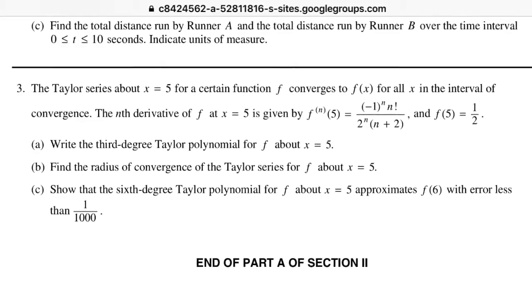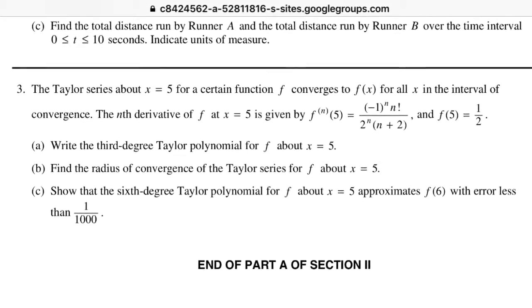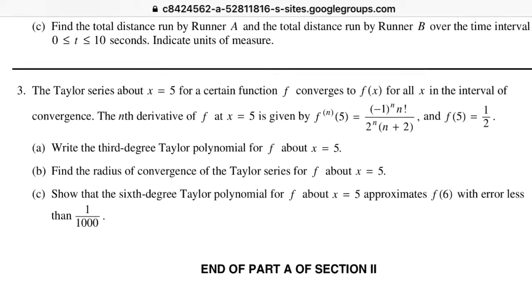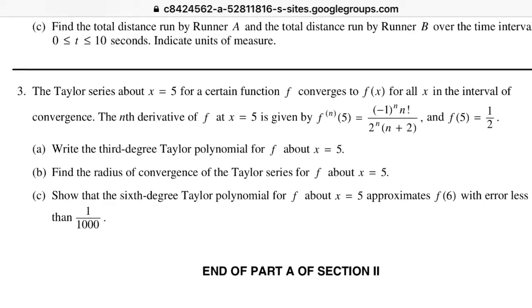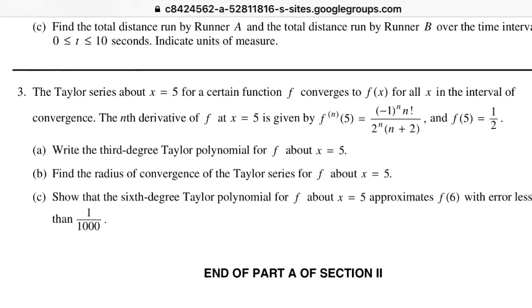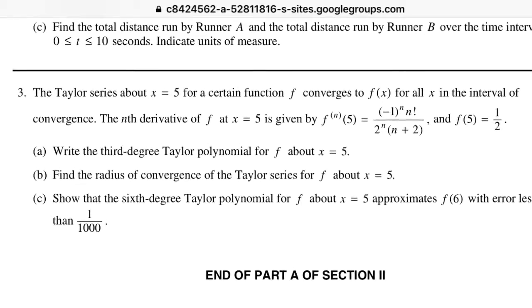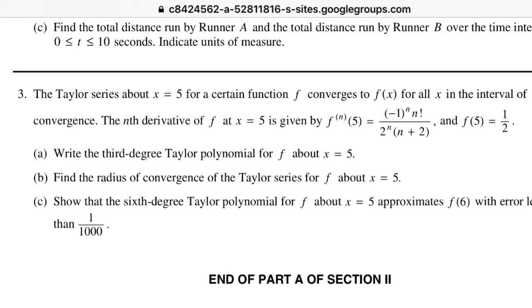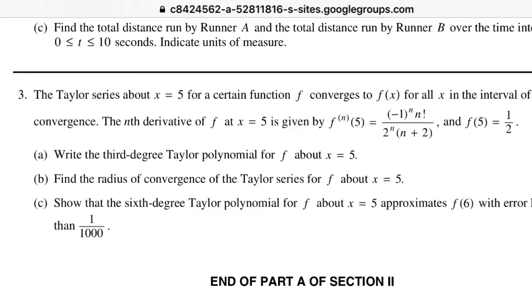So this is a Taylor series problem about x equals 5, and we're given that f^(n)(5) equals (-1)^n times n factorial over 2^n times (n + 2), and f(5) equals 1/2. So the first problem, A: write the third degree Taylor polynomial for f about x equals 5.